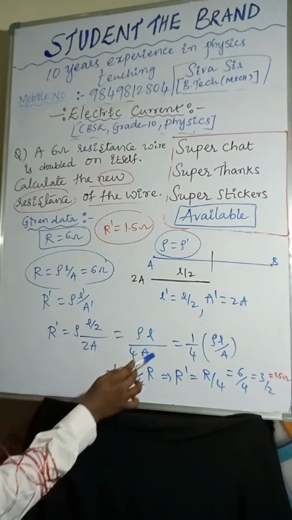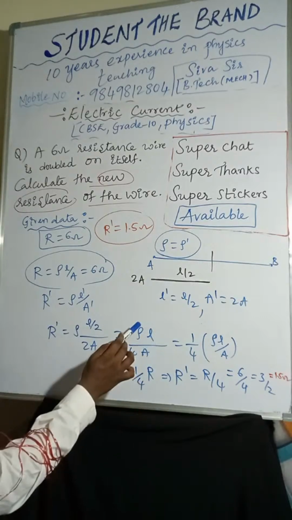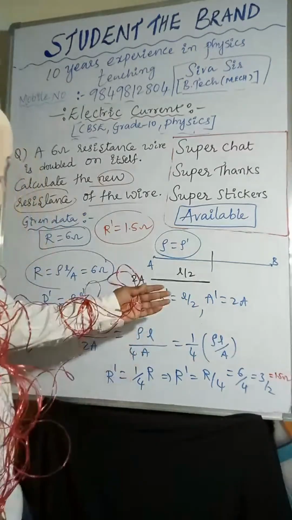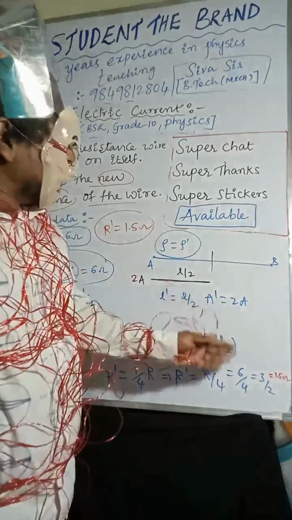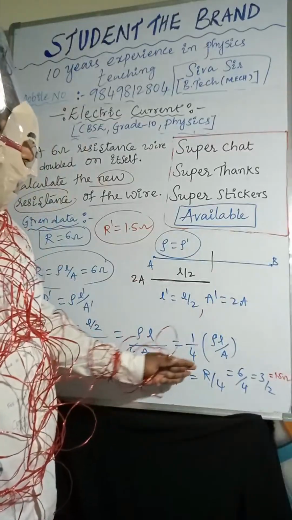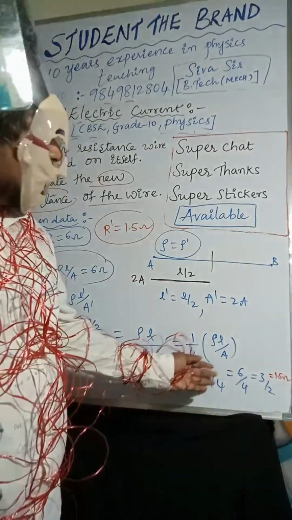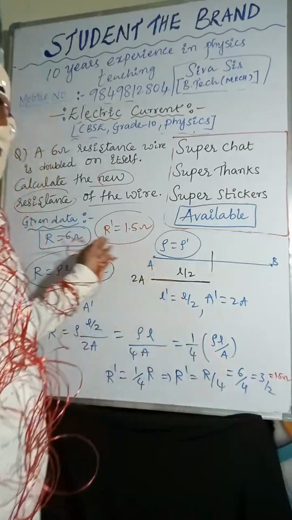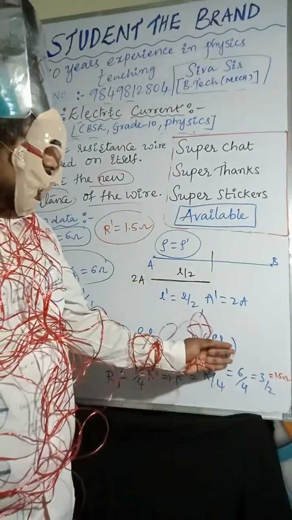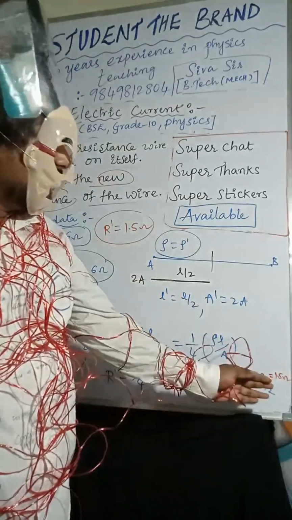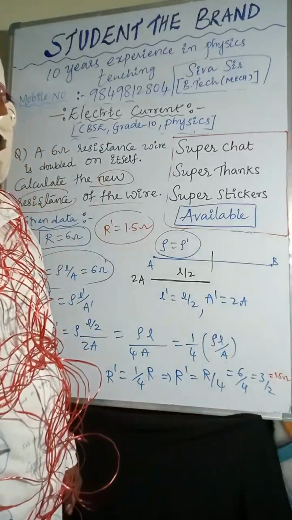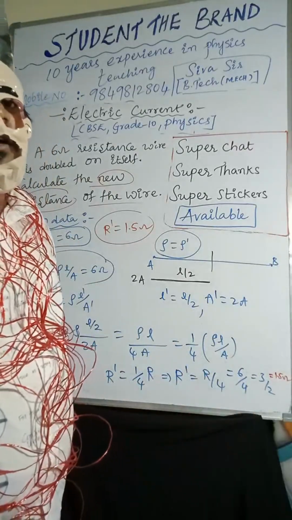So I am taking L by 2 into 2A, that is rho L by A into 1 by 4. So R dash equal to 1 by 4 into R, that is R by 4. What is the R value? 6. So 6 by 4 gives 3 by 2, which is nothing but 1.5. Yes or no?